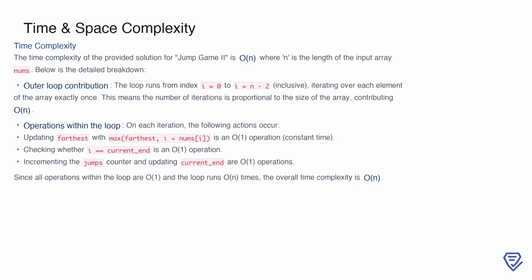Within the loop, all operations are constant time. For instance, updating farthest with the maximum of its current value and i plus nums[i] is an O(1) operation. Similarly, checking whether i equals current_end and updating jumps or current_end are all O(1) operations as well. Since the loop runs n times and each iteration involves only constant time operations, the total time complexity of the algorithm remains O(n).